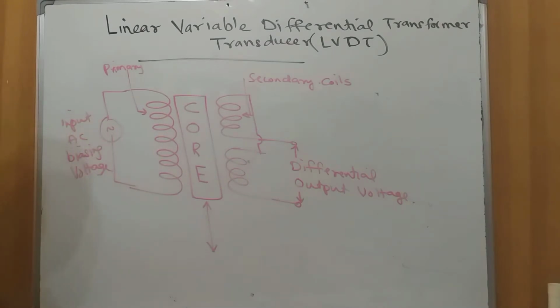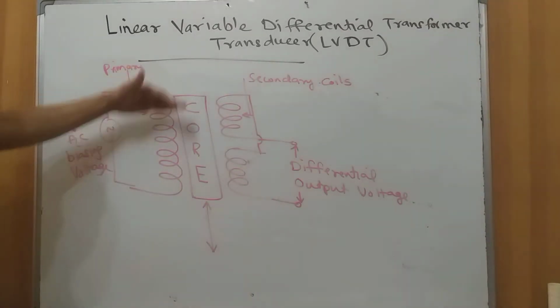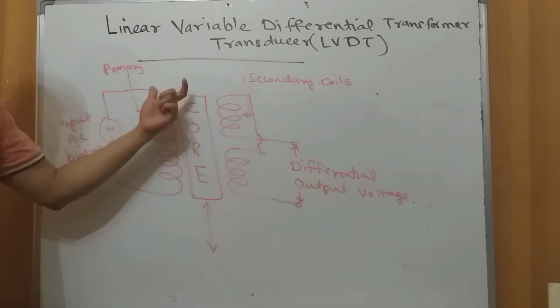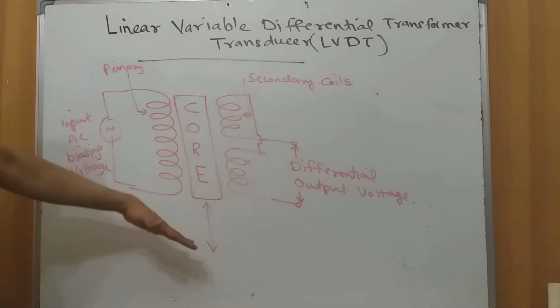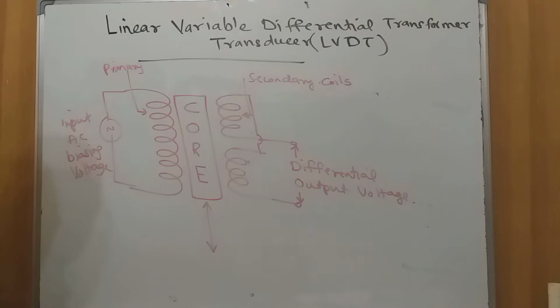Now the principle of this particular device is based purely on this core, and as we said already, this core is movable. Suppose there are cases where it is required to measure the displacement or the vibration of a device or an equipment. Then that vibrating part is connected to this core. So if the part starts vibrating, definitely this core is also going to vibrate. So depending upon the position of this core, you will have a voltage.